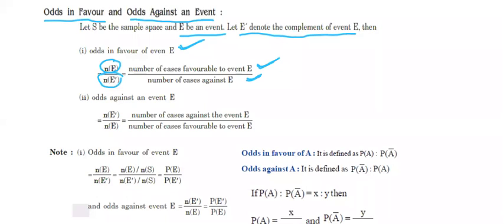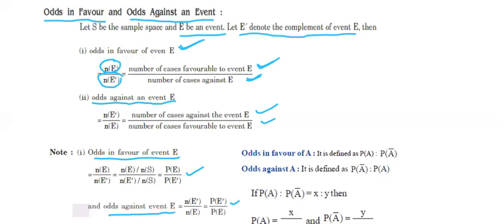This is the definition. Odds against an event E is equal to the number of cases against the event E divided by the number of cases favorable to event E, that is n of E complement divided by n of E. So finally, odds in favor of event E is equal to P of E by P of E complement. Odds against event E is equal to P of E complement divided by P of E.